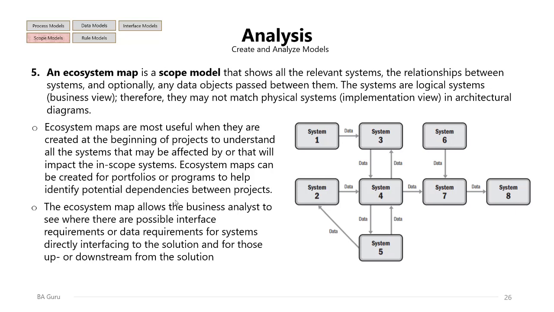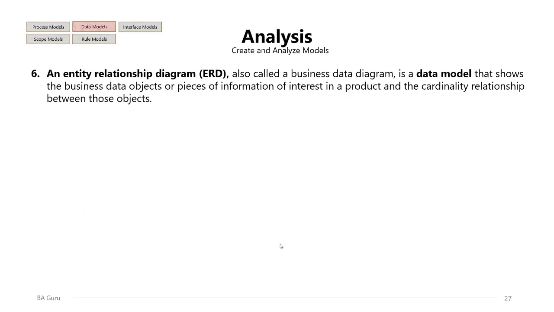So as you can see, this is the ecosystem map showing all the relevant systems in the ecosystem and the relationships between those systems, and sometimes, as shown in front of you, it will show the data objects passing between the different systems. So it will be a very helpful model in defining the product scope.